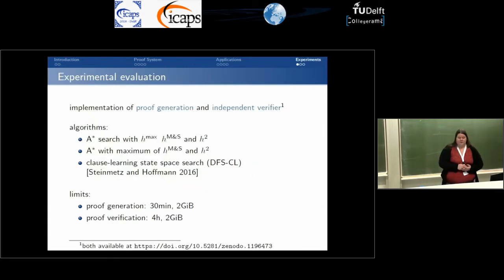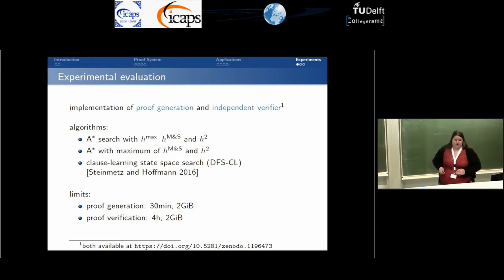Now, we also implemented this, so we implemented both the generation of proofs and an independent verifier that can verify those proofs. And we ran experiments on the following algorithms: A star search with Hmax, A star search with Merge-and-Shrink, and A star search with H2. And also to show how this combination of different heuristics works, we ran a configuration of A star search with the maximum of Merge-and-Shrink and H2. And we also implemented it on the clause learning state space search from Steinmetz and Hoffmann from 2016.